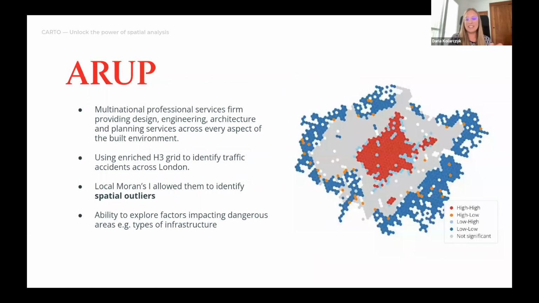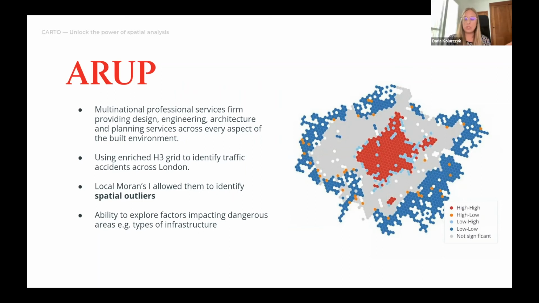The next example that I want to cover is Arup. Arup is a British multinational professional services company that provides various different professional services in the area of the built environment. So anything like design, engineering, architecture, or planning services. And Arup's city modeling lab team actually used an H3 grid and enriched that H3 grid with the counts of traffic accidents across all of London.